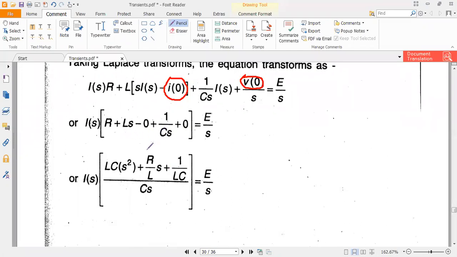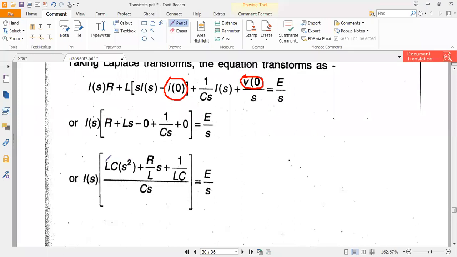Okay, so after that here you can multiply, because if you take the LCM here, you will get RC into S. Okay, so then here it is LC into S square plus 1 by Cs you will get. Okay, so after that you can multiply, and you can take the LC as a common.